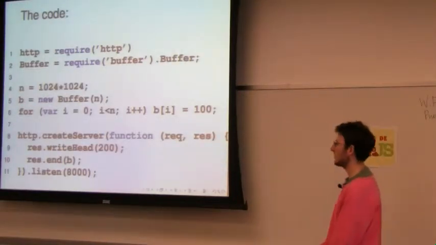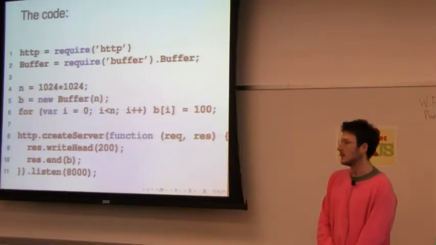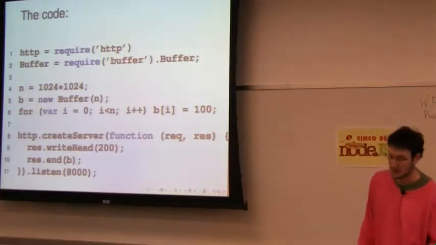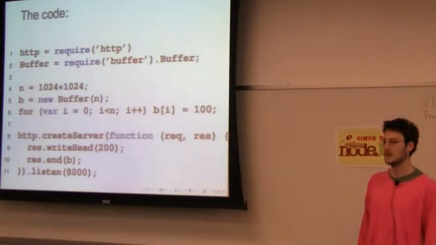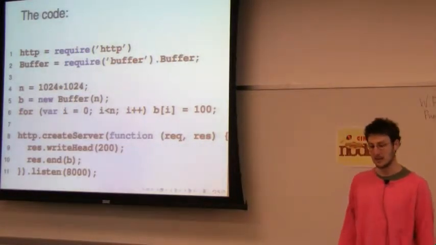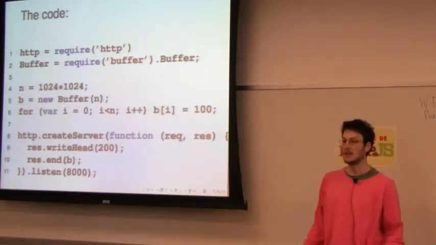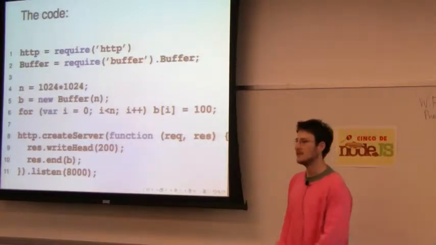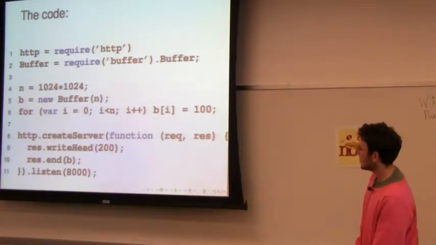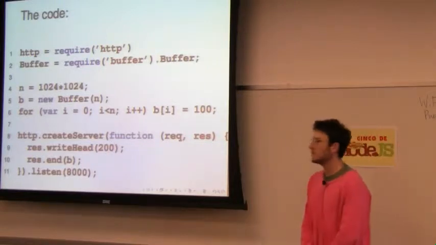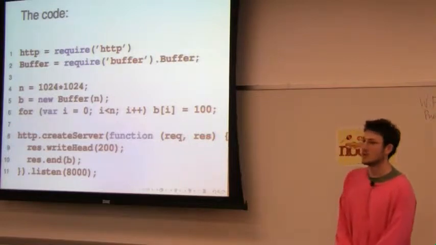So here's the code for that benchmark. I'm not actually writing a string to the server. Well, let me explain this first. On line 1 and 2, we require modules. This is using the CommonJS module system. So there's an HTTP module and there's a buffer module. And this buffer is something to allocate raw memory, something that JavaScript isn't particularly good at. And then in lines 4 through 6, we fill the buffer. We allocate a buffer with a megabyte of memory, and we fill it with a bunch of bytes.